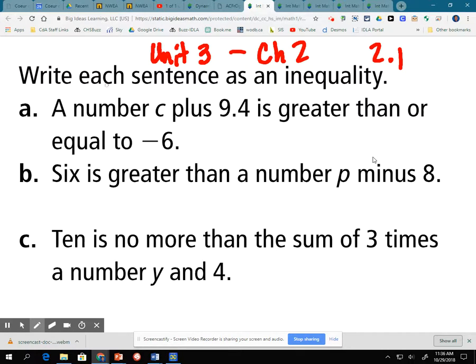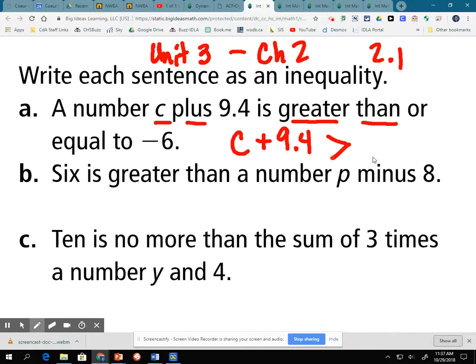This particular example says write each sentence as an inequality. Okay, it says number C right here, and for number C, that's kind of weird because that's our variable that we don't know what that number is exactly, but just write it down. It says C plus, so we're going to write C plus 9.4. And it says greater than, so it's getting used to the wording of inequalities, right? Greater than means more than, so this is greater than.